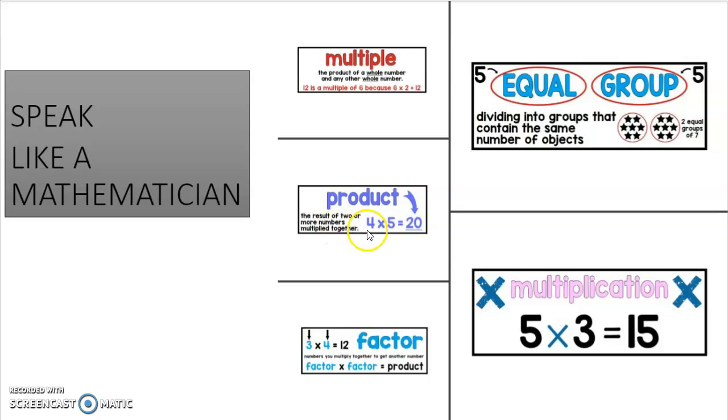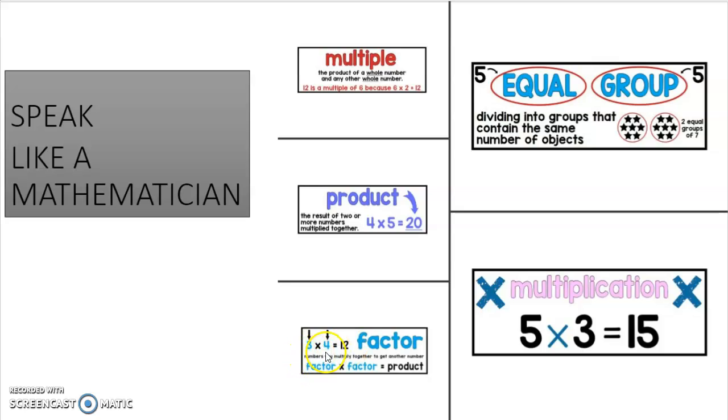When we multiply, we are taking, like in our example, 4 times 5 equals 20. We are taking 4 groups of 5. There are 5 things in each group. When we put them all together and add them together, we would get 20. Well, the answer, or 20, is called the product, the result of 2 or more numbers multiplied together.